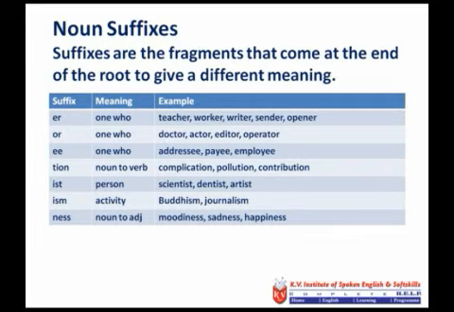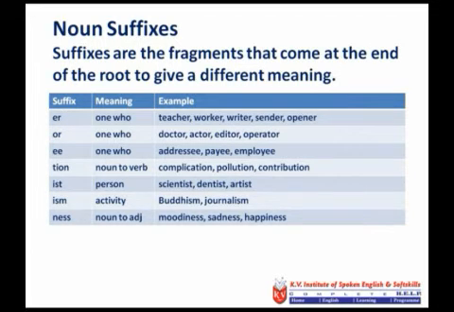Tion. It changes verb to noun. For example, in the word complicate, if you add tion form, it changes to complication. And similar words such as pollution, contribution, etc. Ist, that is the ist form of the suffix, which means person. Scientist, dentist, artist. Ism, which means activity. Buddhism, journalism.